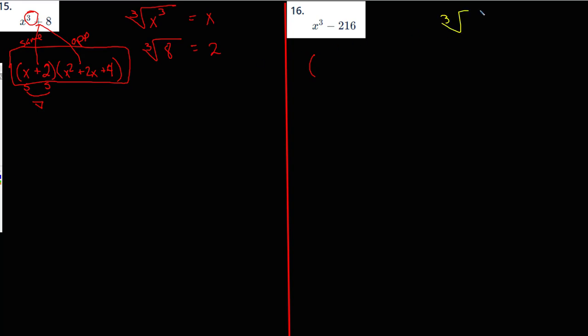So we're going to do the cube root of x cubed, which is x, the cube root of 216, which is 6. So x, middle sign is negative, and we square, product, square. And it's always opposite sign and positive.